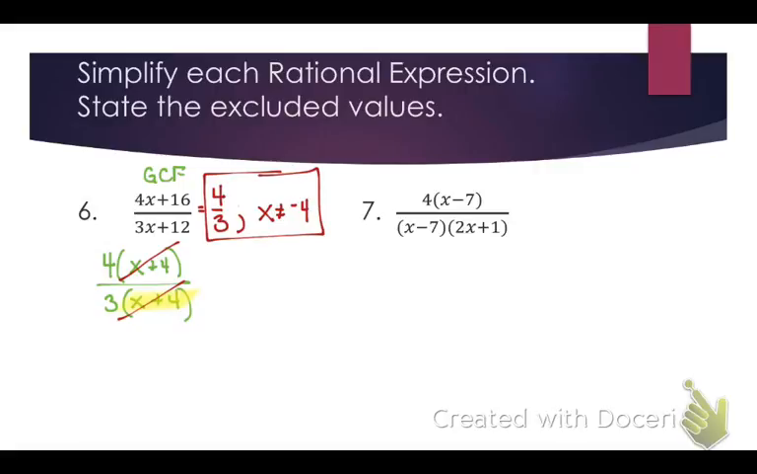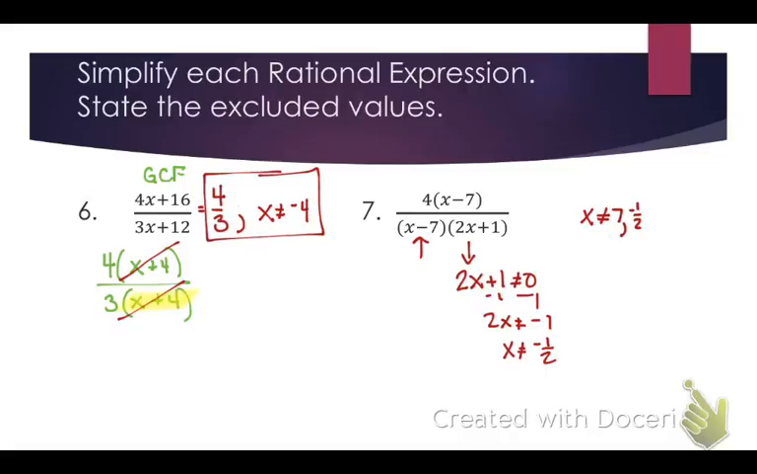All right, number 7 is already in factored form. So my restrictions here, I'm going to look and state my restrictions. There's going to be 2 in the bottom. This first one is going to give me x cannot equal positive 7. The second one, I'm going to actually write this one out for you to see. 2x plus 1 cannot be 0, so I'd subtract 1. So 2x cannot equal negative 1. Divide by 2, I get x cannot equal negative 1/2. So here's my 2 restrictions.